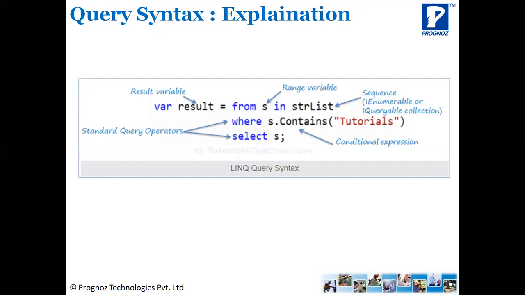So var result equals from S in strList. Here strList is my collection. S will represent a single value from that collection, where S.Contains("Tutorial"), then select S. Which means, if within that string list I have stored 10 different strings, it will first retrieve the first string, then compare that string with this condition, whether that string contains Tutorial or not. If it contains that word, that string will be listed out through this S and stored in result. Then it will automatically switch to the second string.